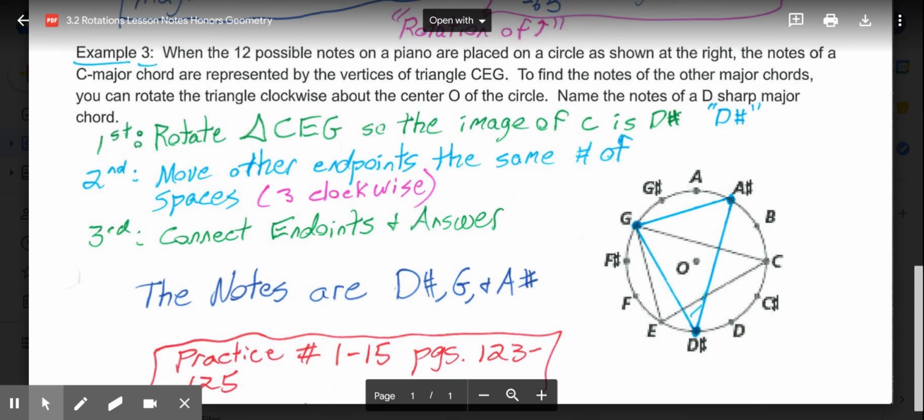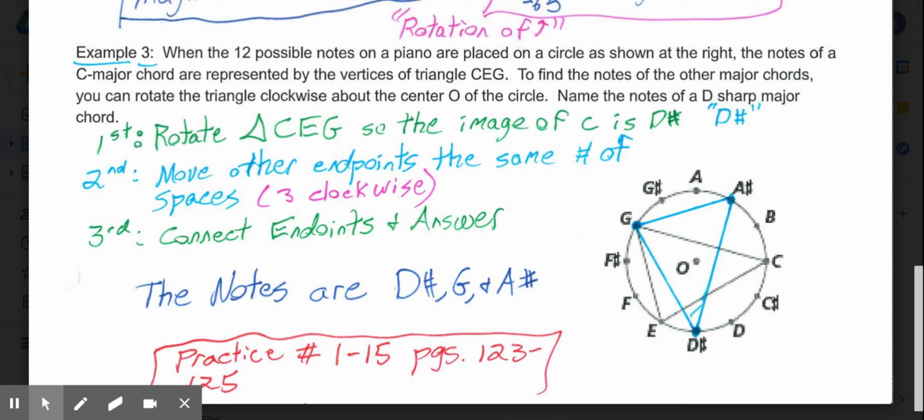Now what it says is the notes of a C major chord are represented by the vertices of the triangle CEG. So our C major was C to E to G. So this triangle here is our C major notes. To find the notes of the other major chords, we can rotate that triangle clockwise about the center of circle O. Name the notes of a D sharp major chord.